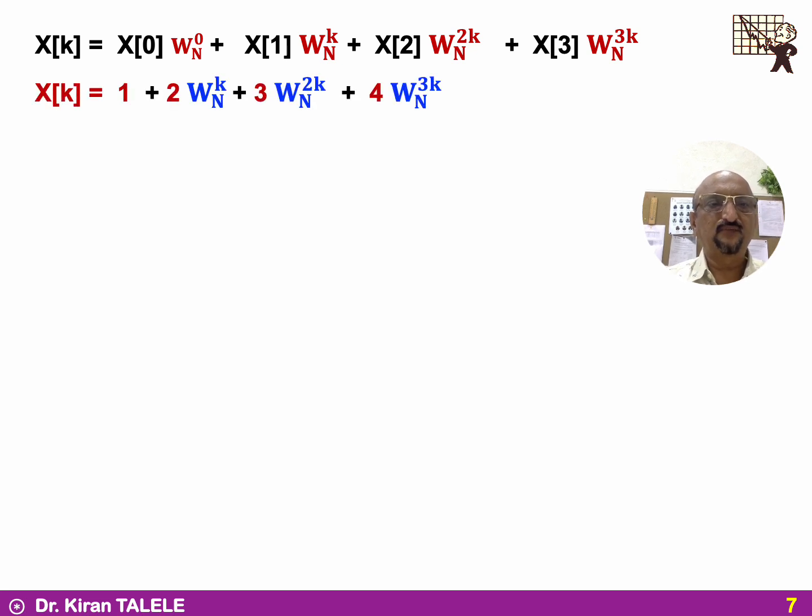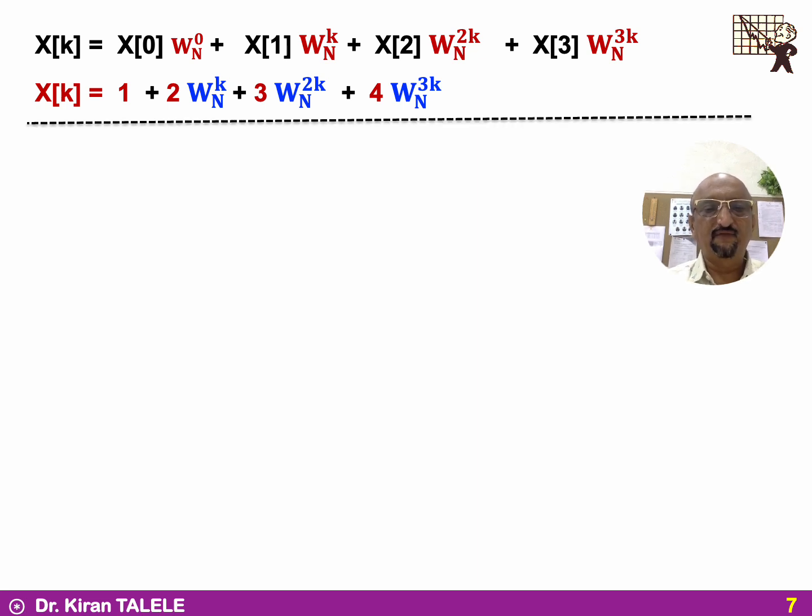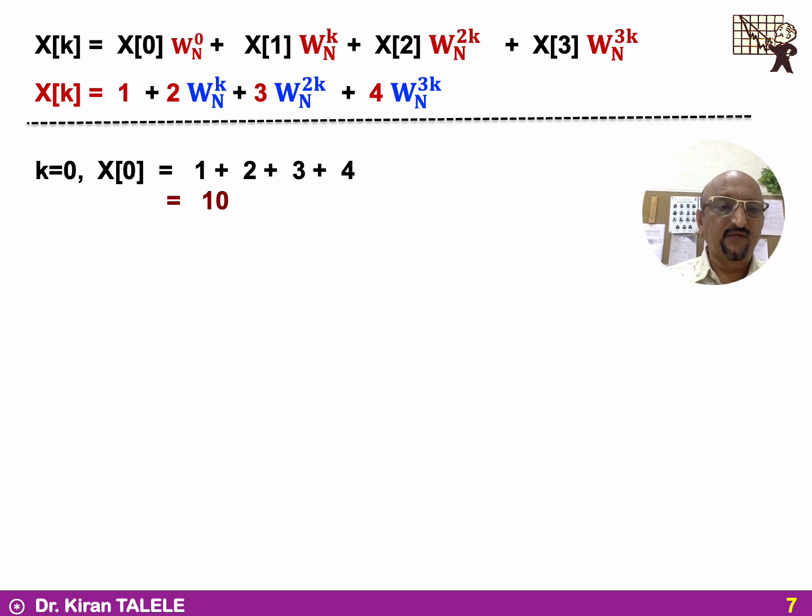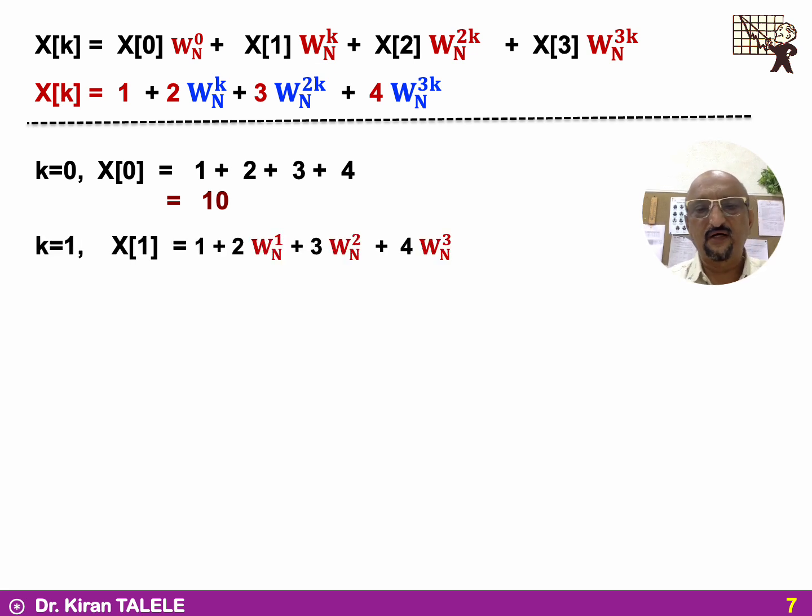W of 0 is always 1. x of 1 is 2, x of 2 is 3, and so on. This equation we have to evaluate for every value of k, starting from k equal to 0. When k is 0, we get X of 0, that is equal to 1 plus 2 into W N raised to k, but k is 0, so W N raised to 0 is 1. W N raised to 2k, k is 0, that is 1. Therefore X of 0 equals 1 plus 2 plus 3 plus 4. Always remember, the DFT first value is always the sum of all the input numbers.